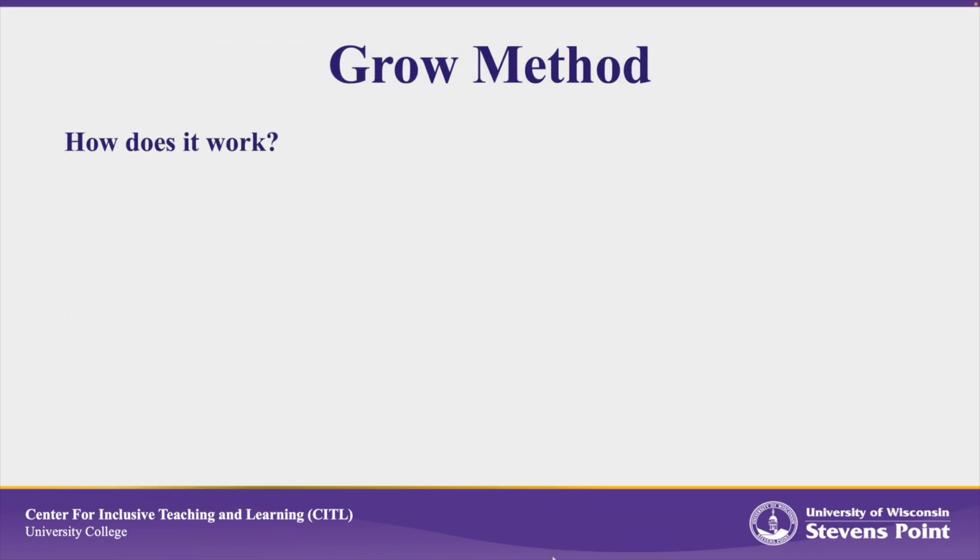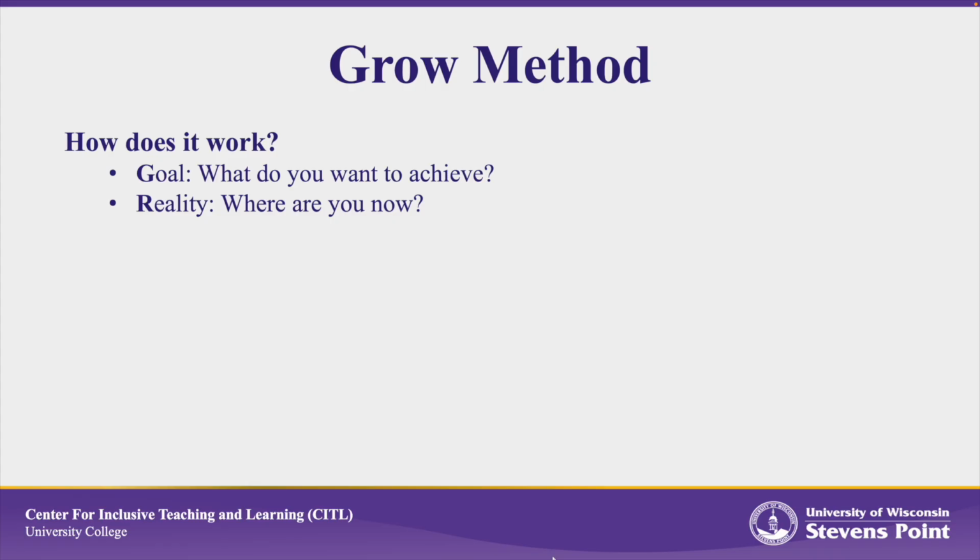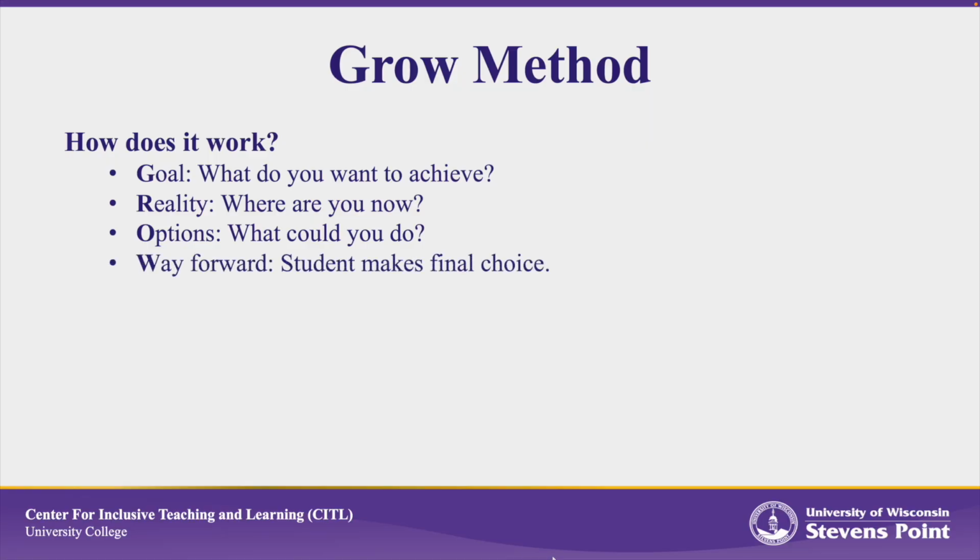Next, we have the GROW method. GROW is an acronym for Goal, Reality, Options, and Way Forward. When using the GROW model, the instructor tries to identify the goal, that is, what the student was trying to achieve, the reality, or what the current performance actually is, and identifying some options for what the student might do to close the gap between the goal and the reality. And then the instructor allows the student to specify the way forward, that is, what they will actually do.